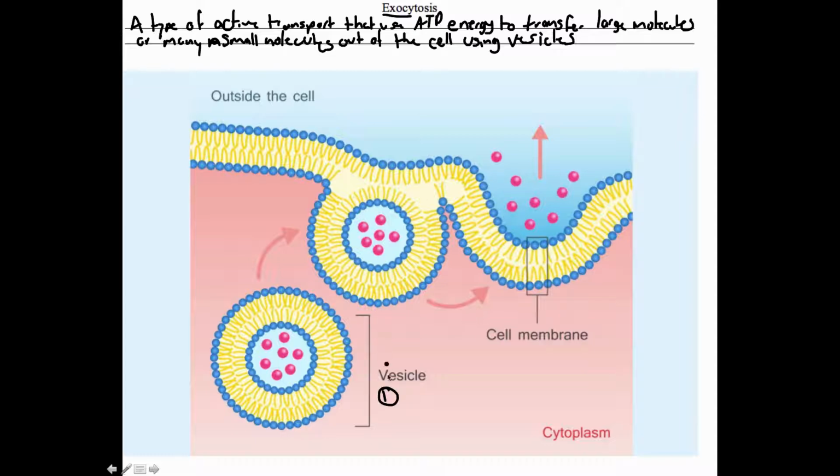In our first step here, the Golgi packages the molecules into vesicles. So that's the first step of exocytosis. These molecules that you see here in pink are the molecules packaged into our vesicle. We know our Golgi is responsible for sorting, packaging, and shipping our molecules.